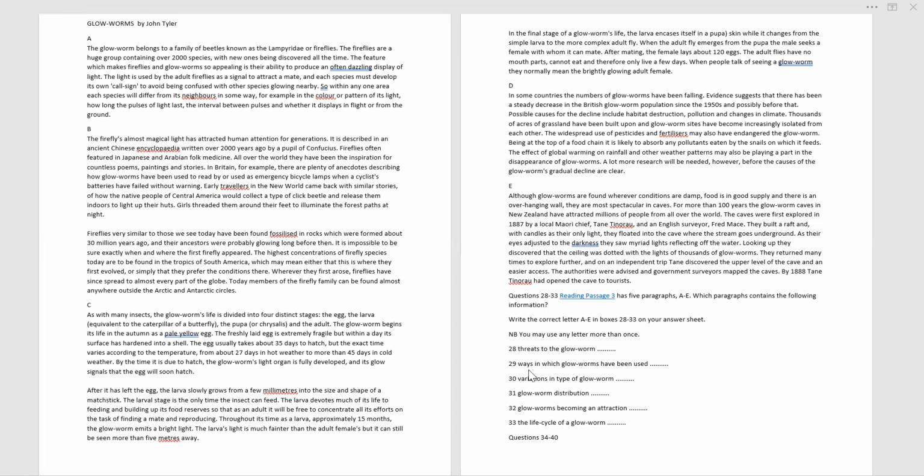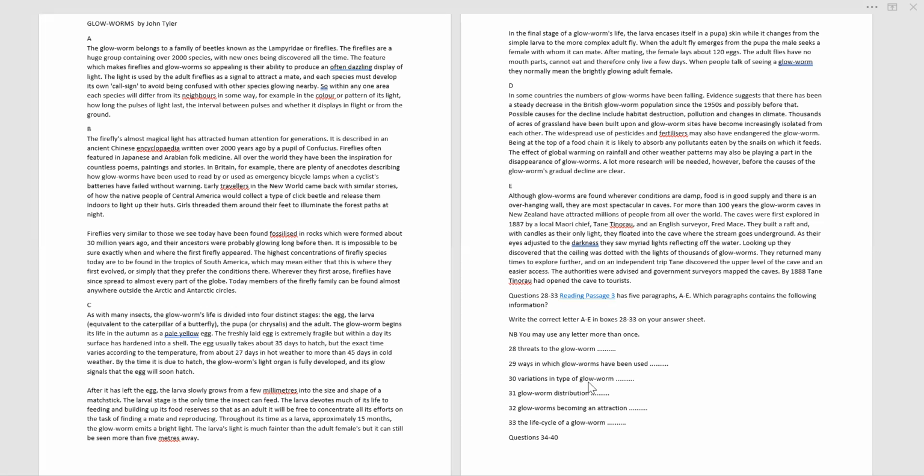Then the 29th is ways in which glow worms have been used. And I believe this is also true for everyone, which is B. Yeah, that's right. And 30th is variation in type of glow worm. So variation in type of glow worm is the 30th, and the answer to this one is in the A paragraph. So let's go to the A paragraph.